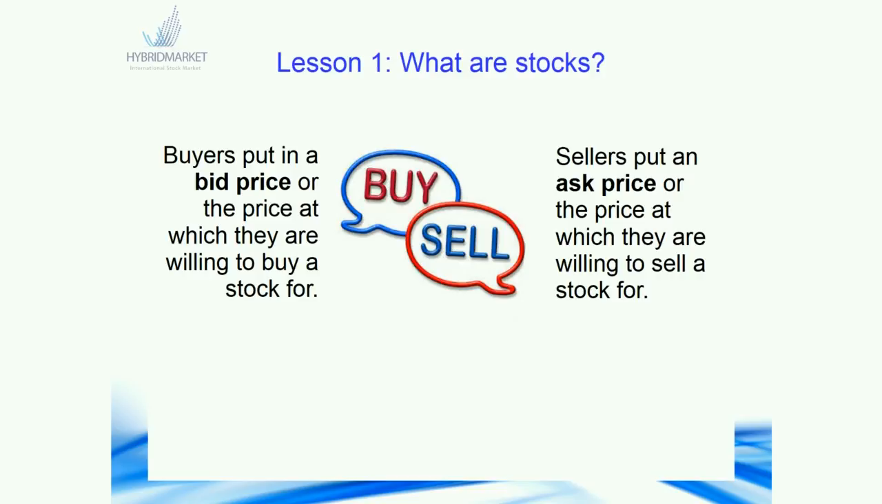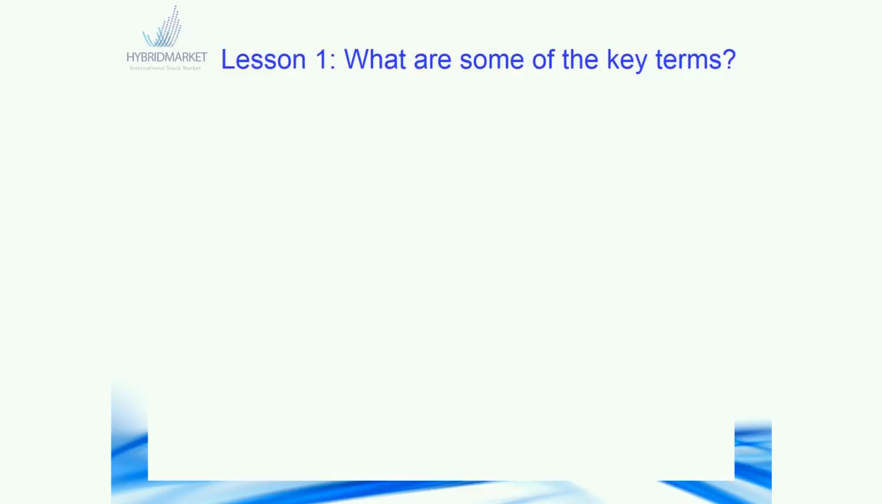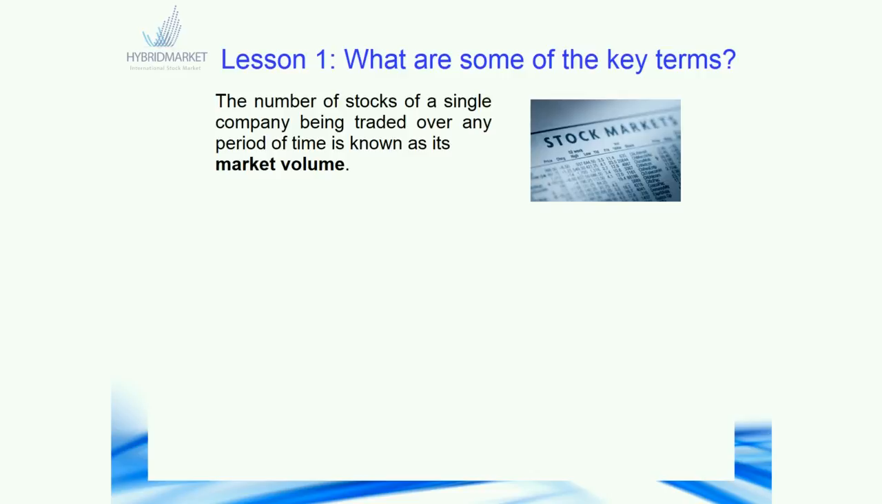When you're putting in buy and sell orders with a stockbroker, you'll be able to choose the minimum ask price for selling stocks or maximum bid price for buying stocks, so you only make the trades that you're comfortable with. What are some of the key terms? The number of stocks being traded over any period of time is known as market volume.